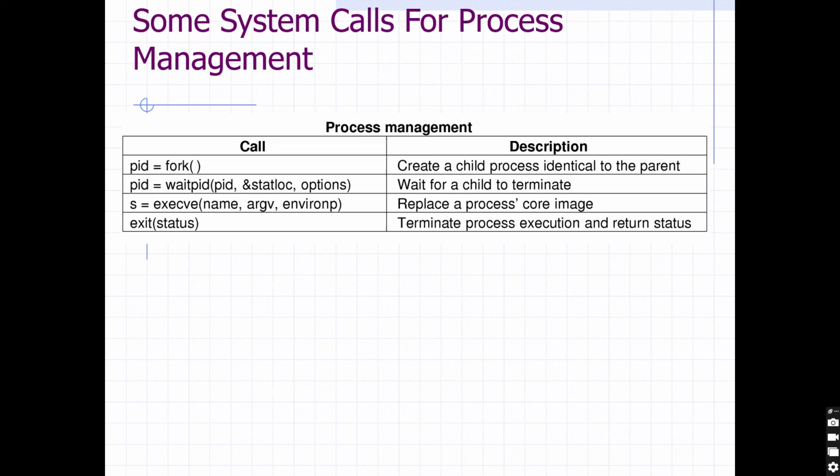There are thousands of system calls and every system call has a certain meaning. Whatever action you do on the operating system, it is through system call. For every action, a system call is generated. Then exit status terminates the execution and returns the status. So it will terminate the process. These are some system calls for process management. There are a lot of system calls for process management, and these are some of them.